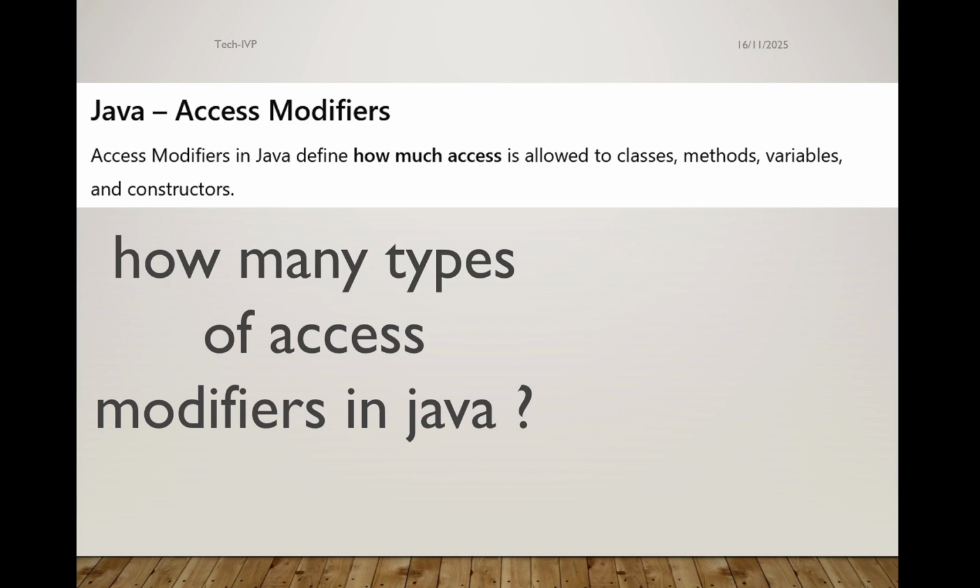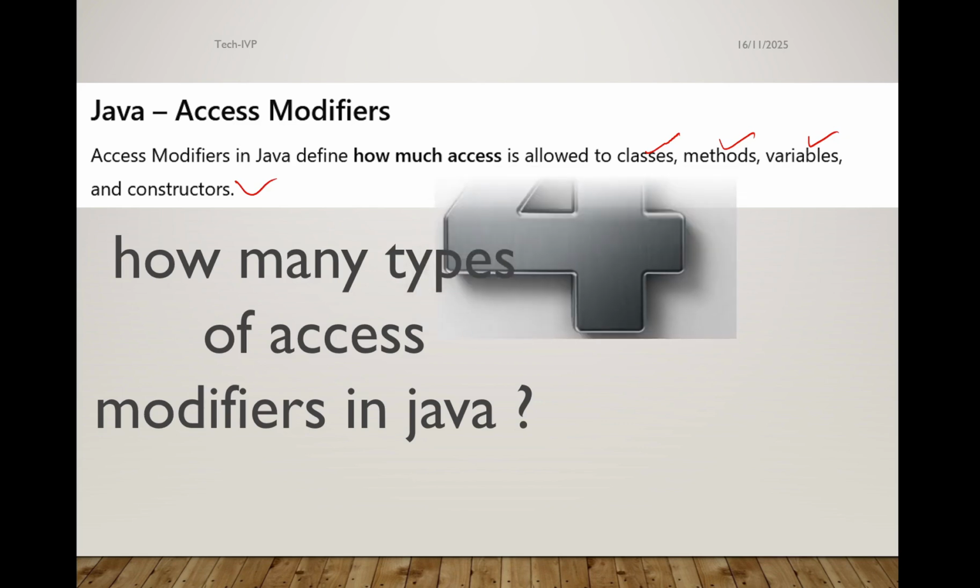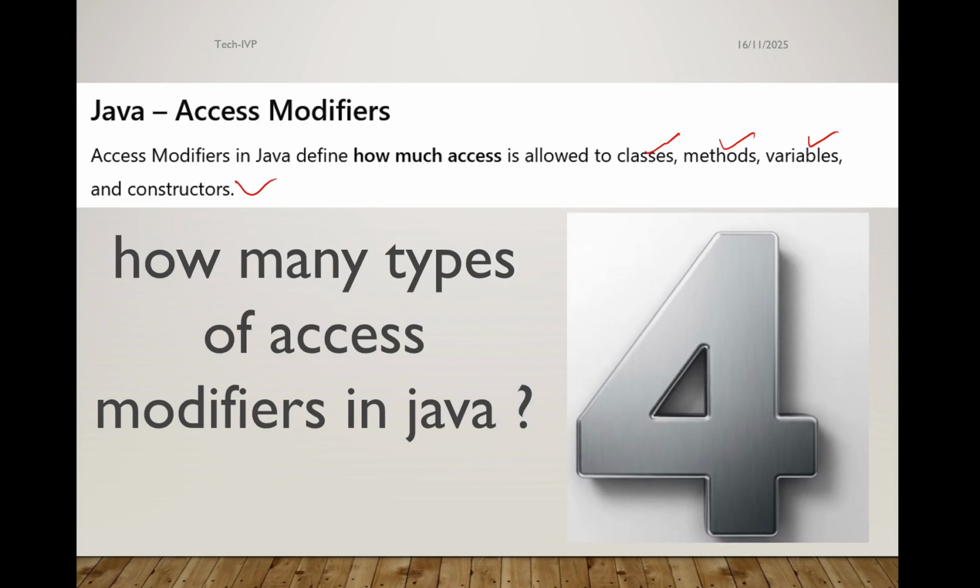Okay, so the first thing is, what is a Java Access Modifier? A Java Access Modifier defines how much access is allowed to a class, a method, a variable, and a constructor. And how many types of access modifiers do we have in Java? We have 4 types of access modifiers in Java.